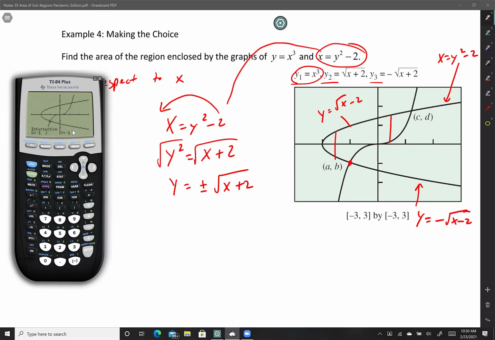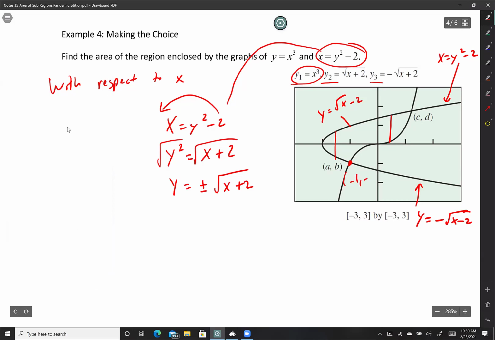Sometimes the calculator does something funky and it'll say -0.9999999999999. It's -1. So we're good on that one. We don't have to worry about that. That is definitely -1, -1. Let's go find C and D, guys.